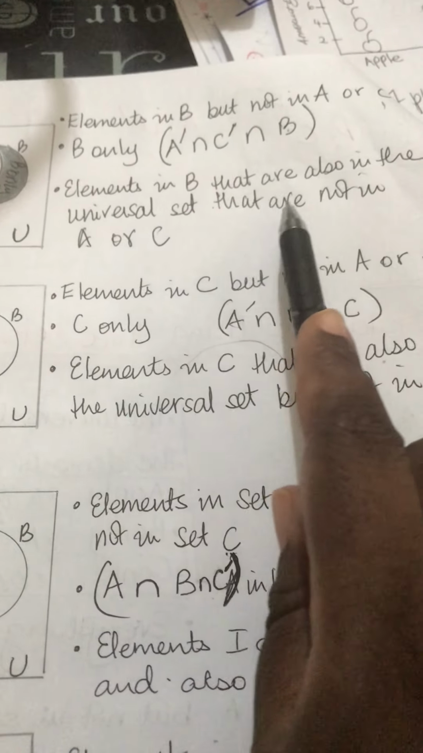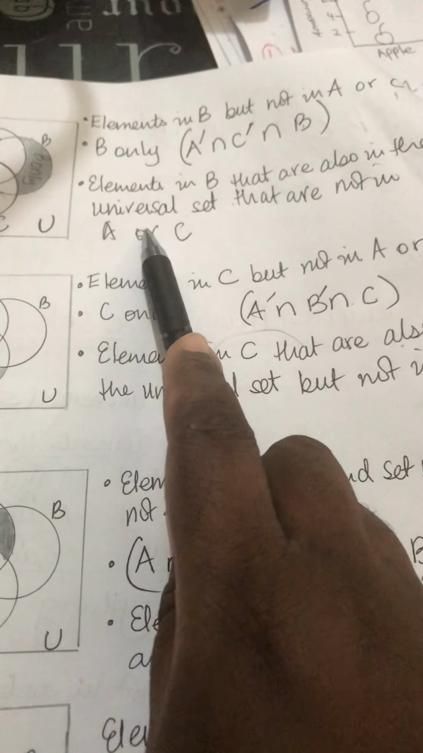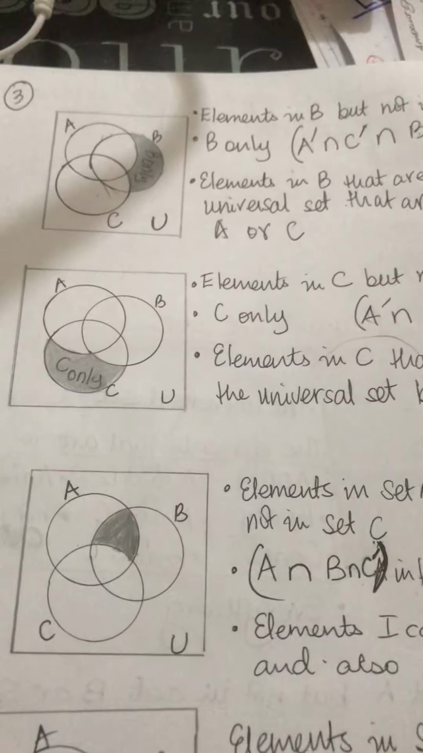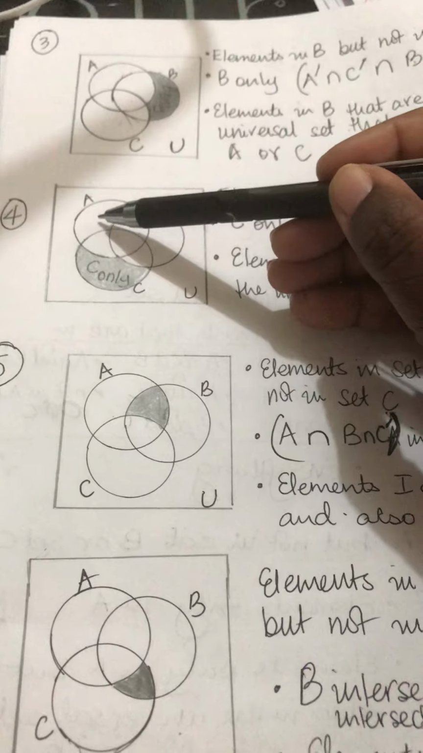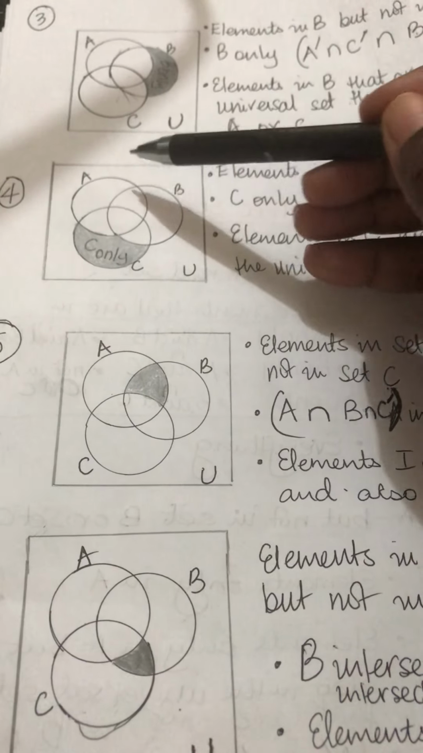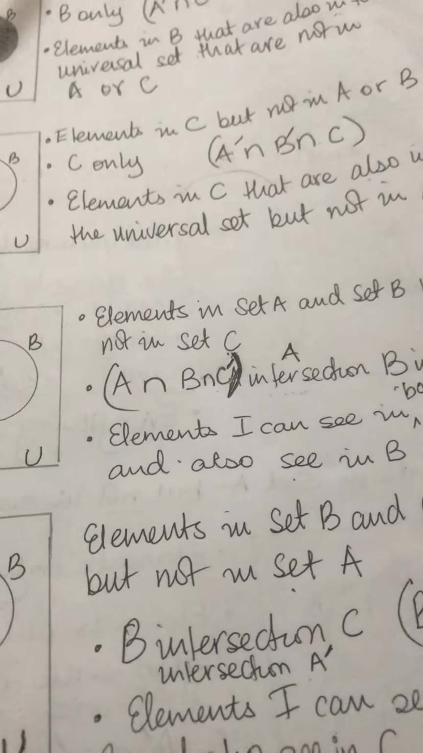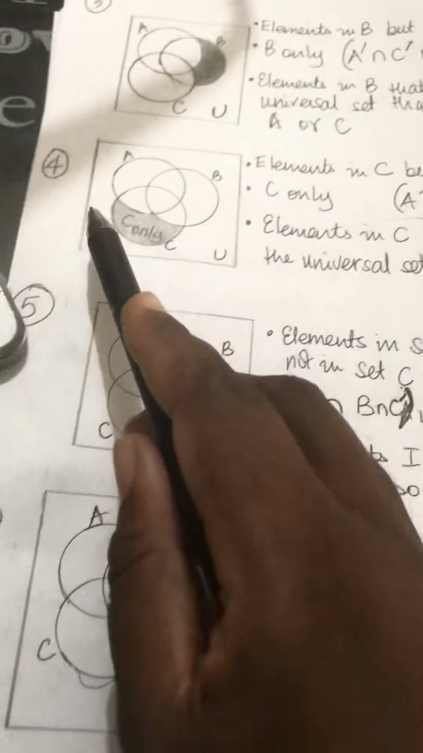And you will write elements in B that are also in the universal set that are not in A or C. Same thing here. You're finding these ones that I didn't color, I put the complements. See? And then C. And then I write intersection in all of them. That's what this picture means.